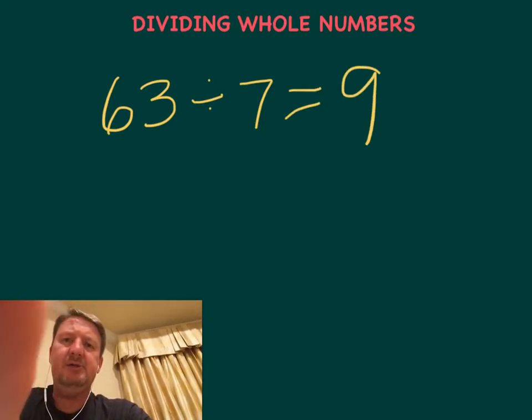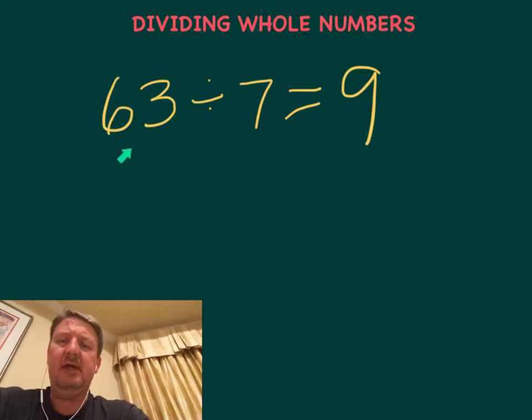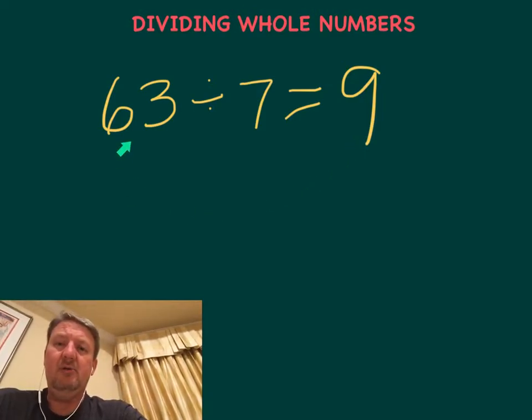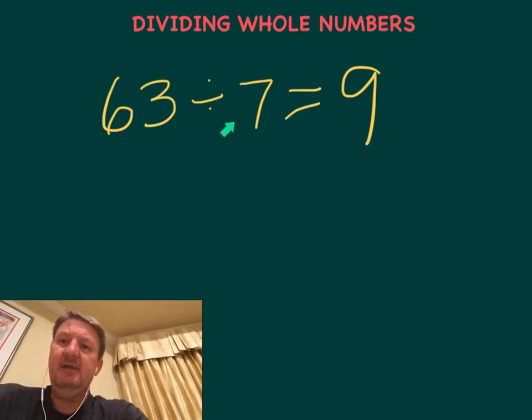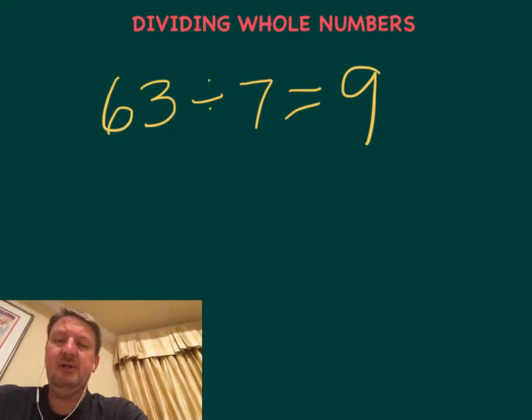If we look at 63, that is typically our product in a multiplication problem. 7 is one of your factors, and 9 is the other. But in division, 63 is going to be your dividend, 7 is your divisor, and 9 is your quotient. So these are the different parts of a division problem.